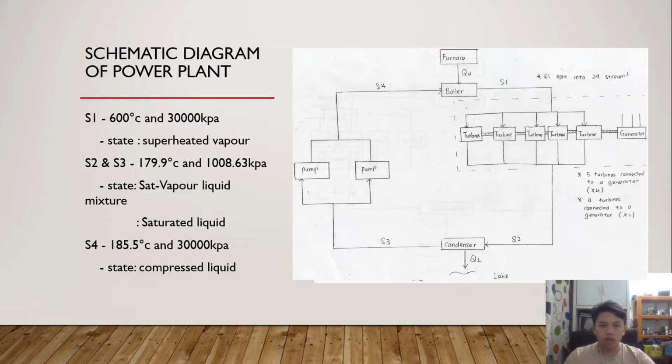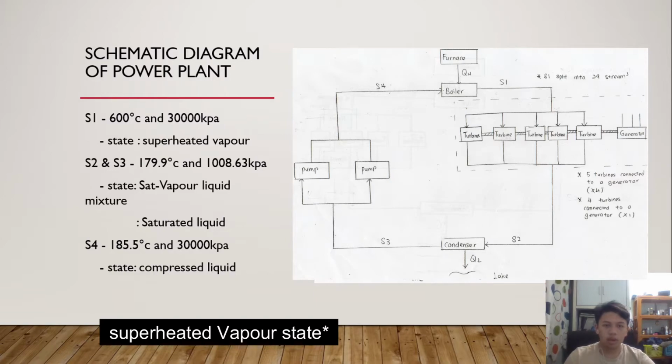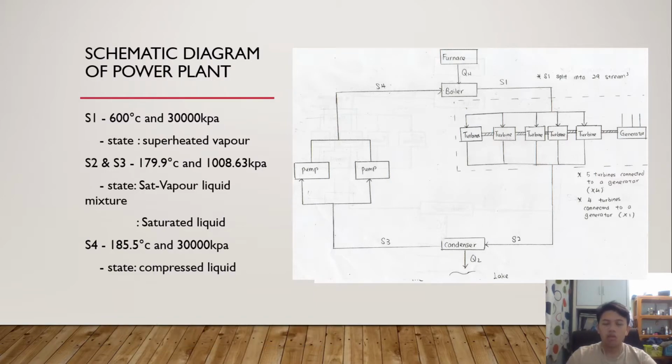Stream 4 enters the boiler and exits at S1 at 600 Celsius and 30,000 kPa in saturated vapor mix state. The process that occurs in the boiler is constant pressure heat addition. The furnace supplies the heat to the boiler and the water is heated up in the boiler.